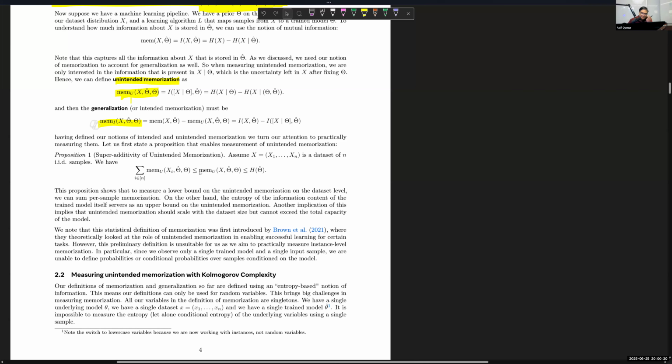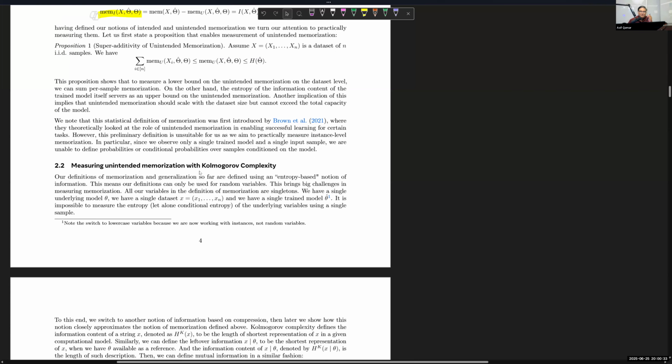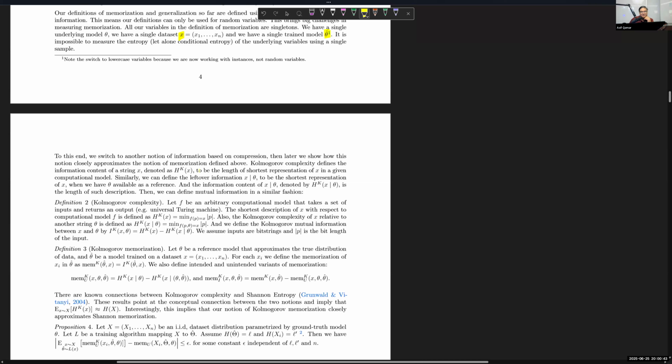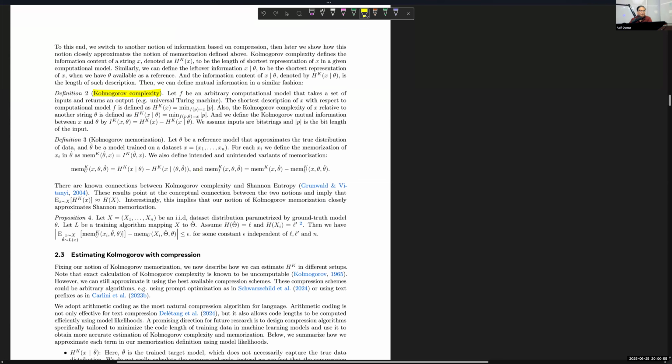But when you take one particular example of the data, not the whole of X, but a single data set, X is equal to this, we have a single training model, then these definitions become hard, and they then delve into a whole theory of Kolmogorov complexity, which they admit is non-computable. Nevertheless, they have practical ways to work around it, and they define something called the Kolmogorov memorization.